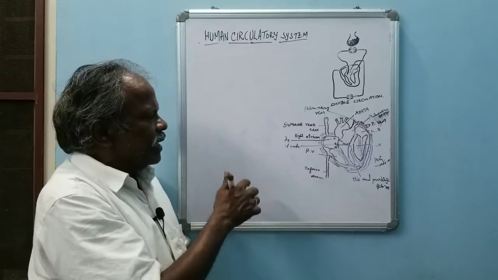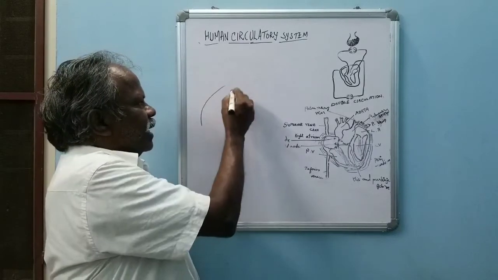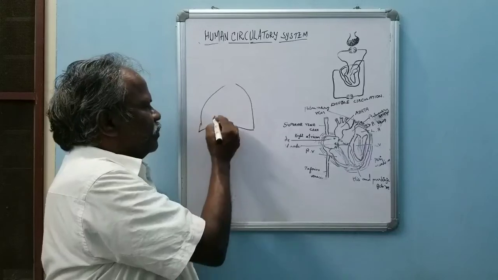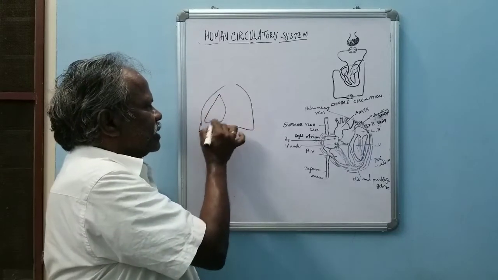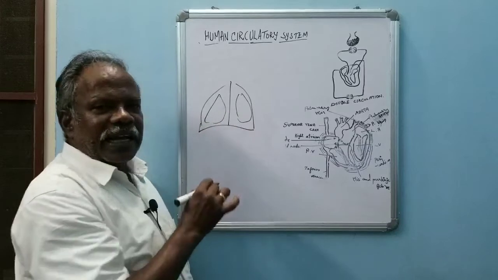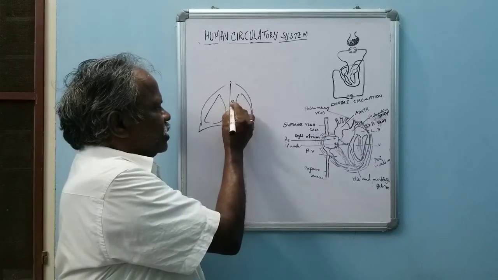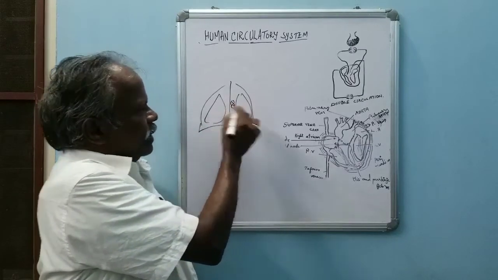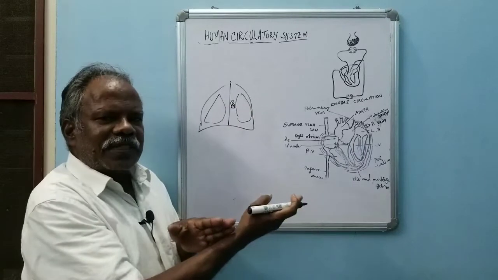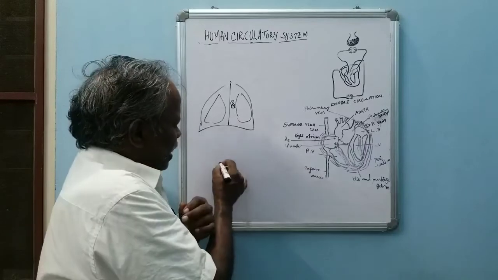First we will see the location of the heart. The heart is located in the thorax region. The lower part is the diaphragm, and in between the lungs the middle line is called the mediastinum, and just left to the mediastinum the heart is situated. It is somewhat towards the left side of the mediastinum.